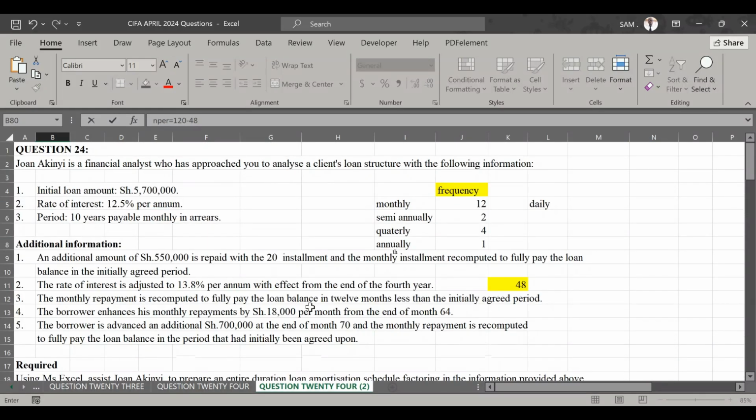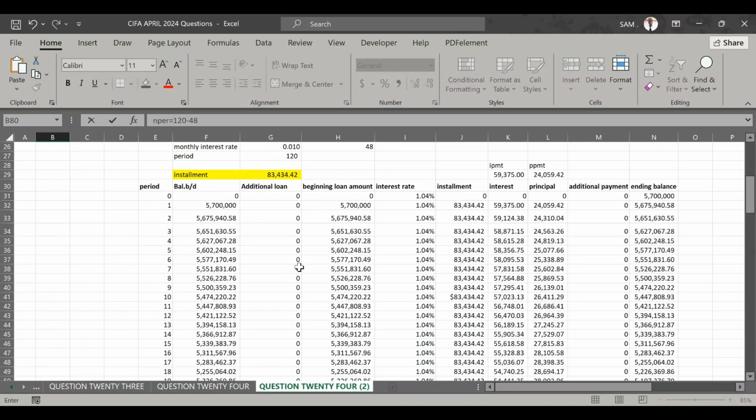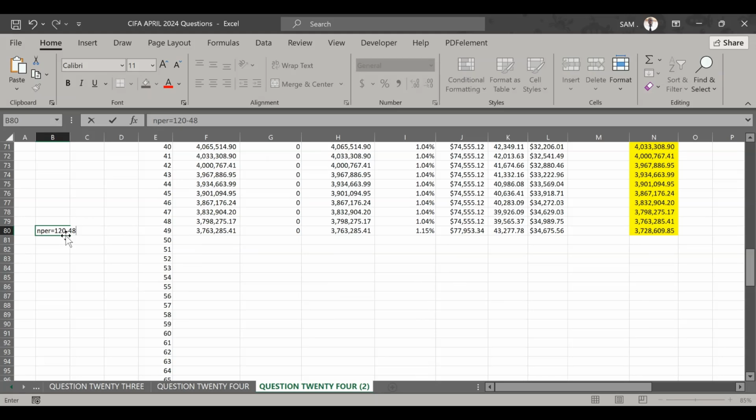What language did they say? Pay the loan balance in 12 months less than the initially agreed period. Meaning what? After we've covered our 48, let us go ahead and deduct 12, because we need to amortize it in 12 months less. So what number of periods am I getting there? If I put 120, then I deduct 48, then I deduct 12, what is the period left? We are left with 60 months.